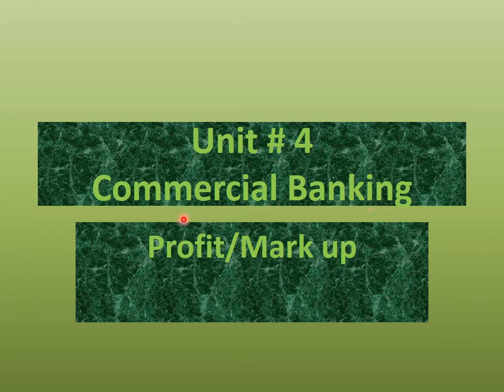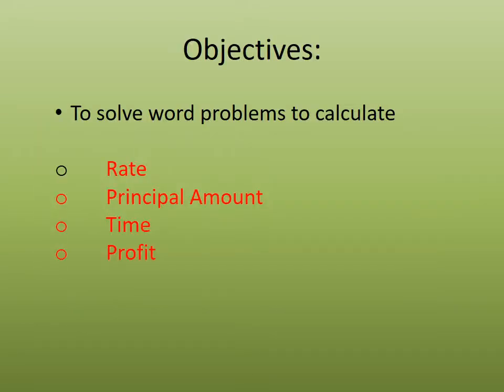As we have started Unit 4 Commercial Banking and we are doing the topic Profit and Markup, we will continue with the same topic. Our objectives are to solve word problems to calculate rate, principal amount, time and profit. In the last lesson, we just solved simple problems relating rate, principal amount, time and profit. But in today's lecture, we will solve word problems relating to rate, principal amount, time and profit.